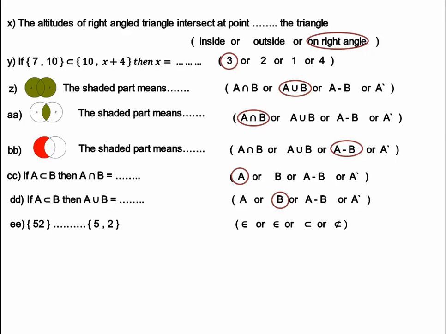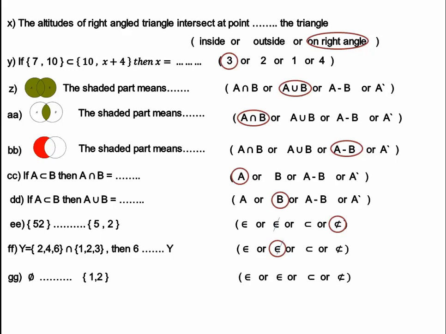The set of 52 and the set of 5 and 2, do we have the same? No, it's not the same, so it will not be a subset. Y equals 2 and 4 and 6, intersect 1 and 2 and 3, so the intersection is 2. Then is 6 in Y? No, it does not belong to Y. Phi and the set of 1 and 2, we know that phi is a subset of any set. If 3 and 3 belong to x and 5, then x equals, yes, 3.